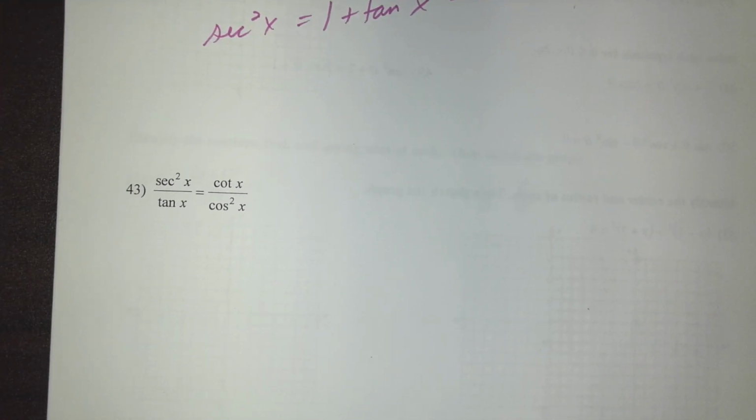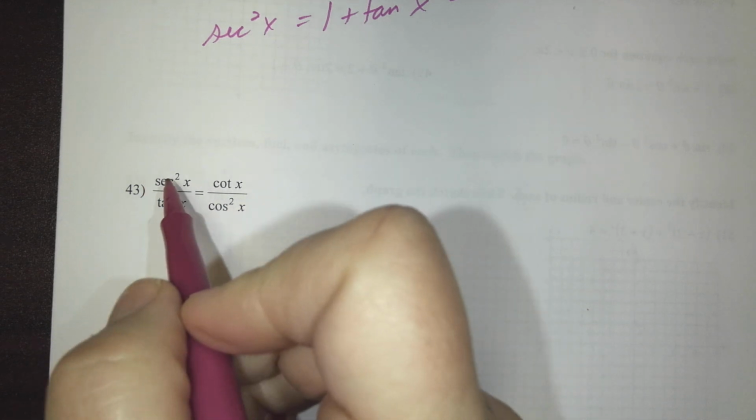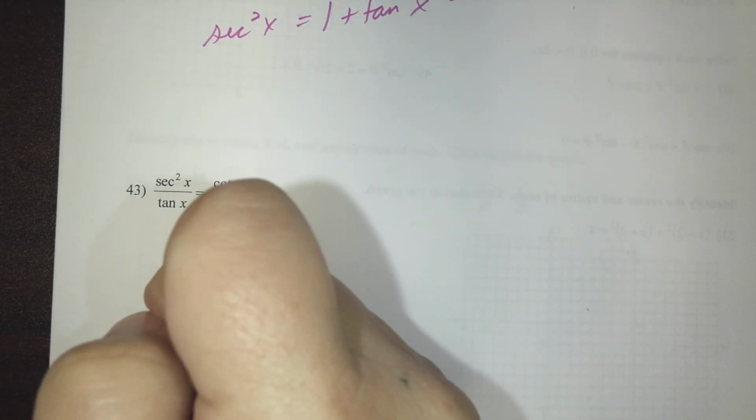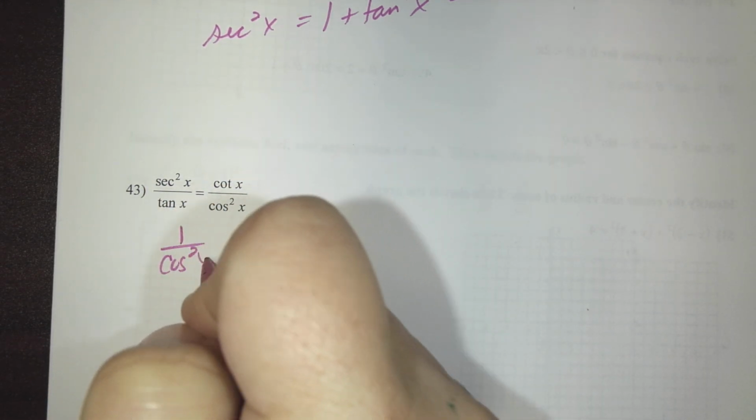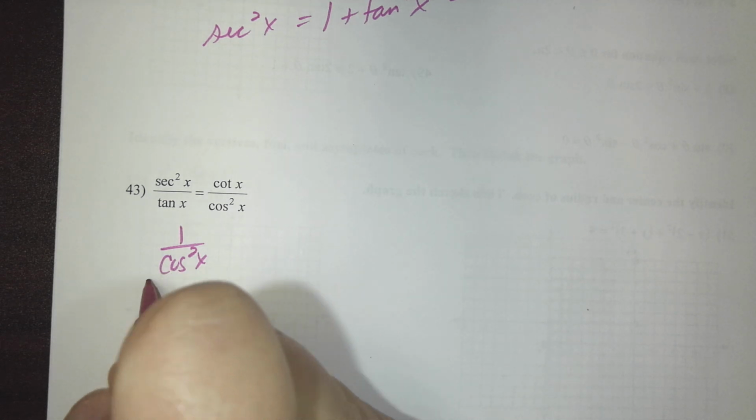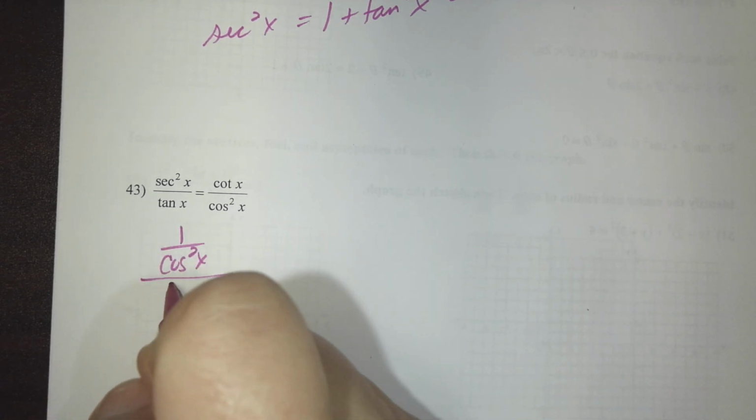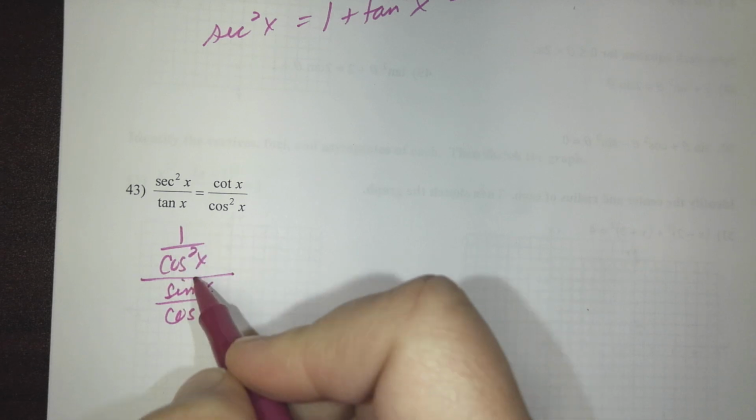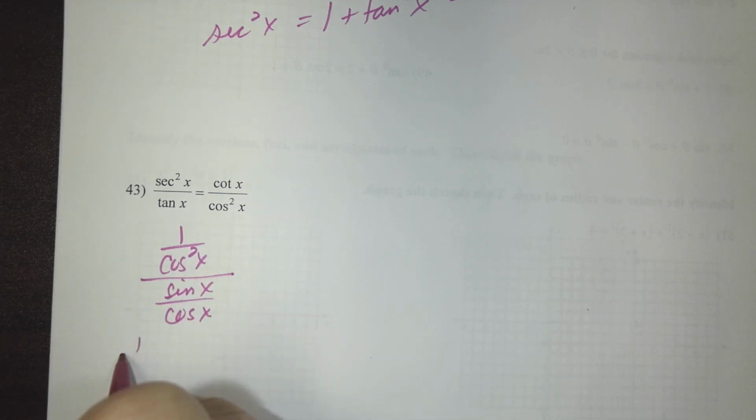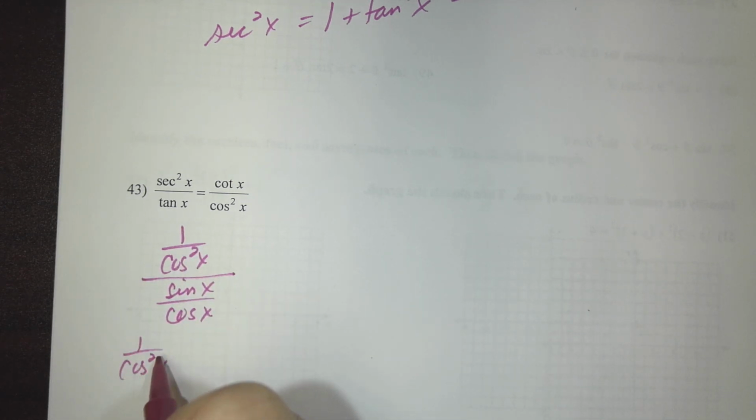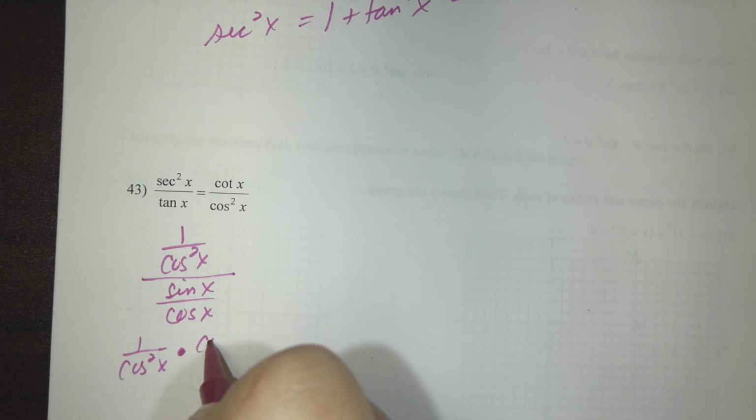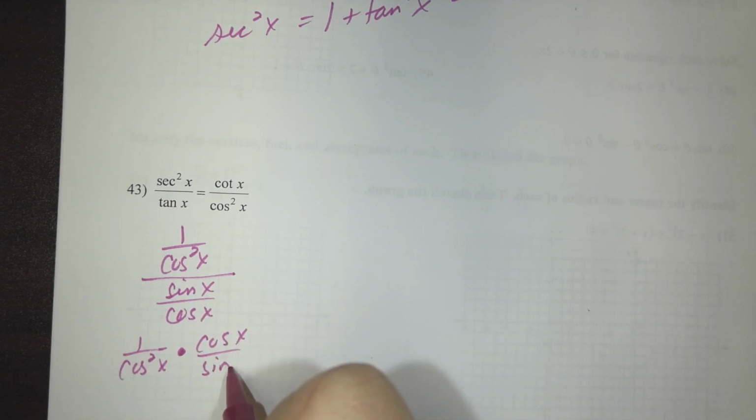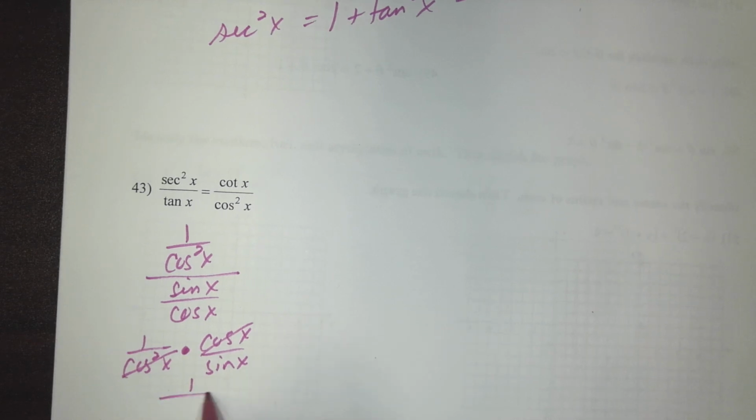This one, secant squared, I would always try to change it to sines and cosines first. So secant squared is 1 over cosine squared. Tan is sine over cosine. Keep, change, flip. So keep, change to times, flip. This one would cancel with this, and you would have 1 over cosine x sine x.